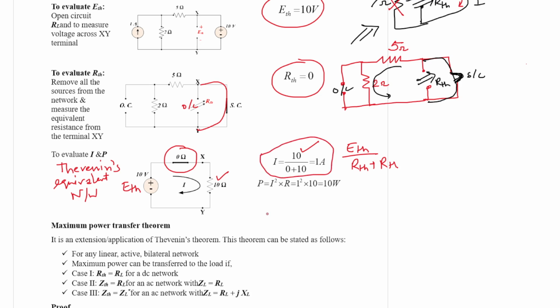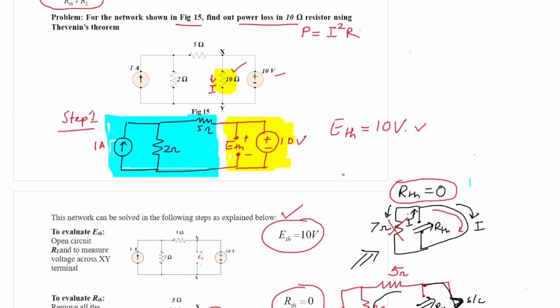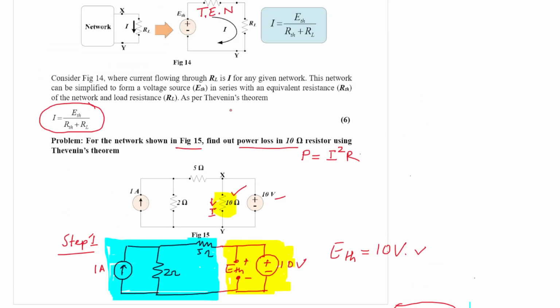Once you have calculated current, I square R is the power. So 1 square into 10, it will be 10 watt. So using Thevenin's theorem, we have evaluated power loss in the 10 ohm resistance, and the answer is 10 watt. But irrespective of the power loss or voltage drop, one thing must be done. You must calculate the current flowing through the load resistance. Once you have done the current part, you can evaluate I into R, that is voltage drop across that resistance, and power loss, that is I square R loss.